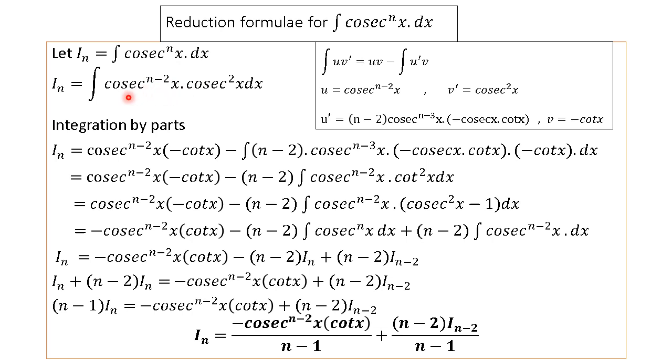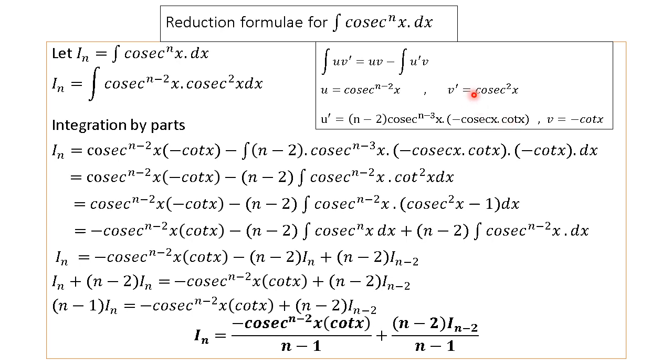Here choose u equal to cosecant to the power n minus 2 x, and the other term, cosecant square x, as v dash. v dash is equal to cosecant square x. Differentiation of u is u dash. Differentiation of cosecant to the power n minus 2 x is n minus 2 into cosecant to the power n minus 3 x, and we have to differentiate cosecant x. Cosecant x differentiation is minus cosecant x into cot x (secant x differentiation is secant x into tan x, but cosecant x differentiation is minus cosecant x into cot x).